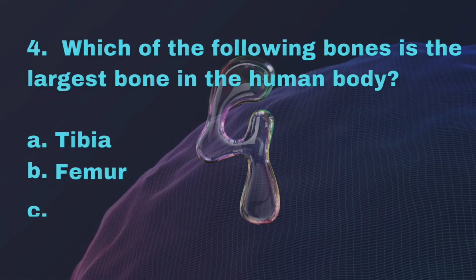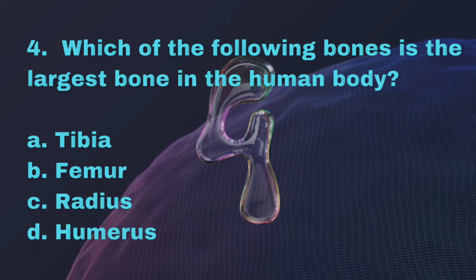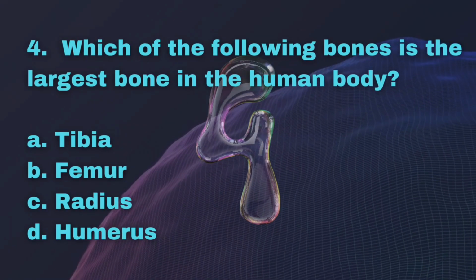Which of the following bones is the largest bone in the human body? A. Tibia, B. Femur, C. Radius, D. Humerus.